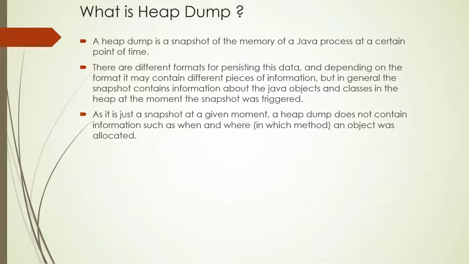One more thing that we need to understand is that a heap dump is specifically a snapshot of memory, taken for a particular point of time. It does not necessarily include information about the object allocation, or the method in which the object was allocated. This is minute information which will not be there in the heap dump. So this is just one point to remember.